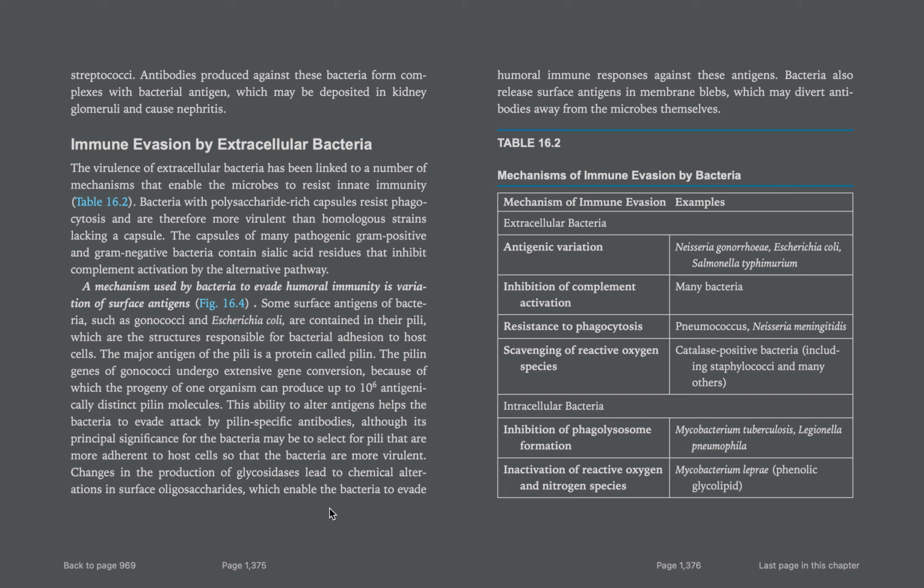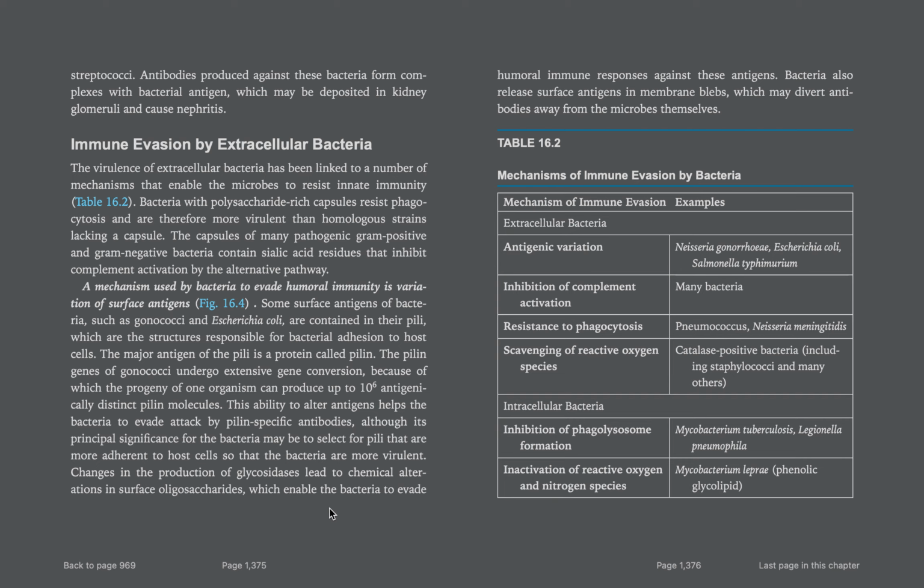Changes in the production of glycosidases lead to the chemical alteration of surface oligosaccharides, which enable the bacteria to evade the humoral immune response against these antigens. Bacteria also release surface antigens in membrane blebs, which may divert antibody away from the microbes themselves.